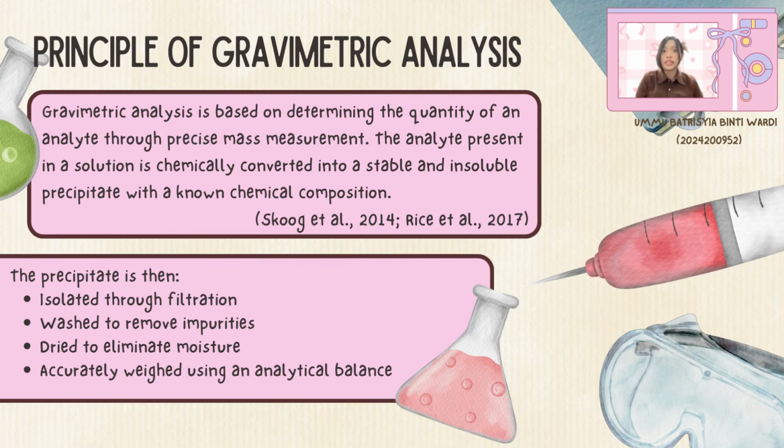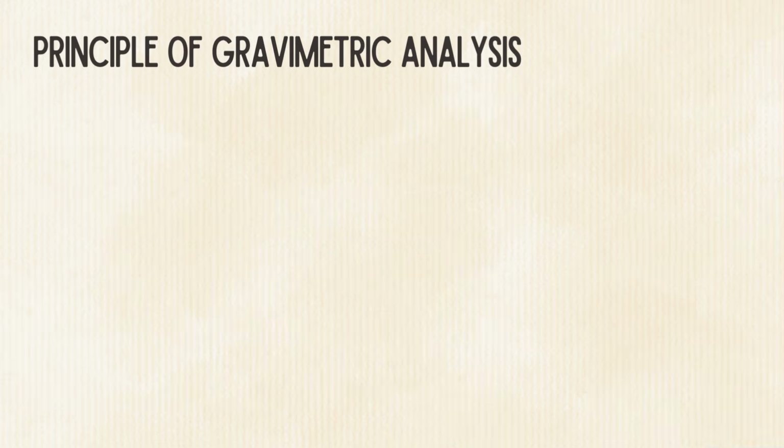The first step is that it is isolated through filtration. Second, it's washed to remove any impurities. Third, it is dried to completely eliminate moisture. And fourth, it's accurately weighed using an analytical balance.